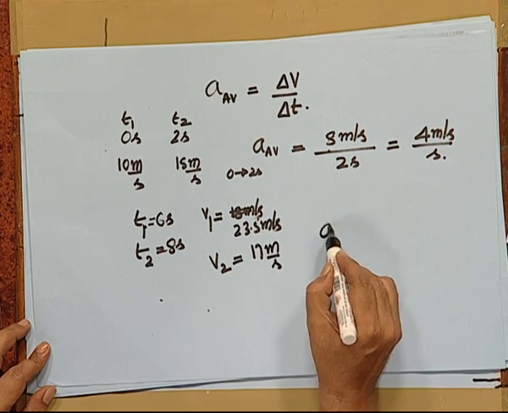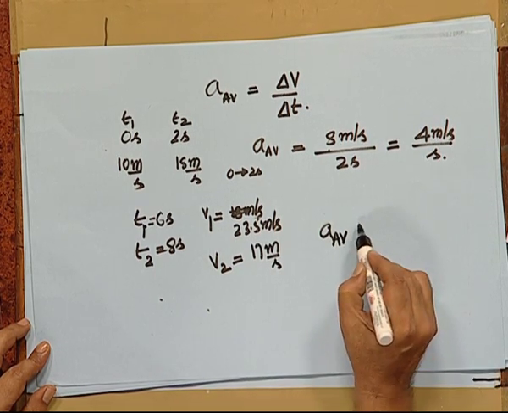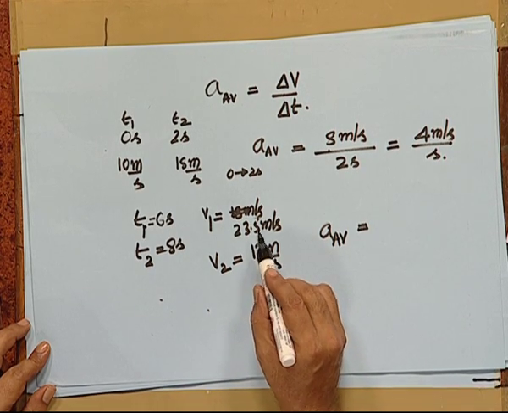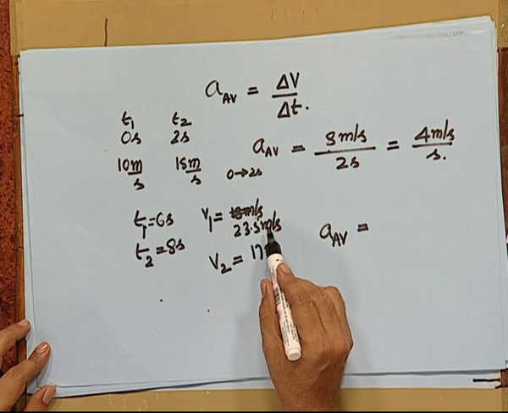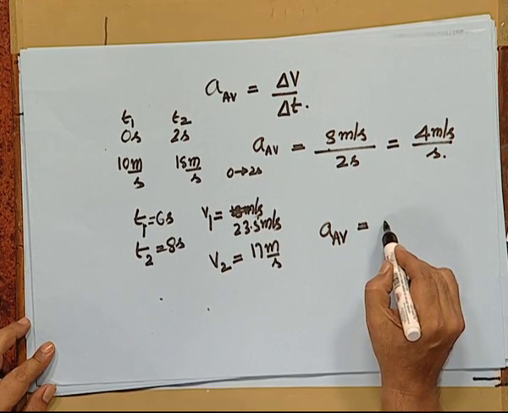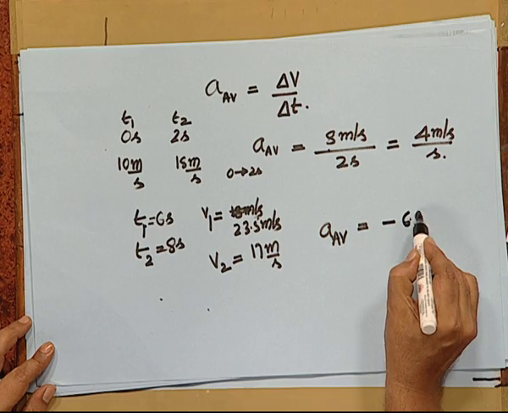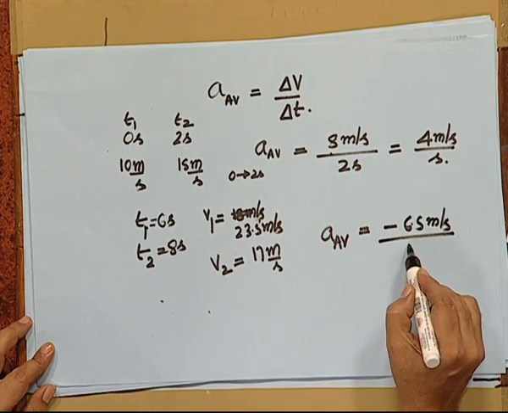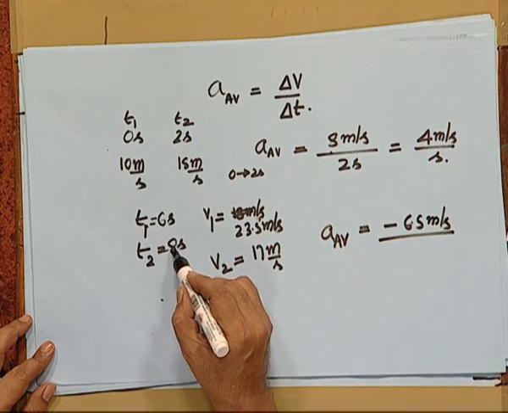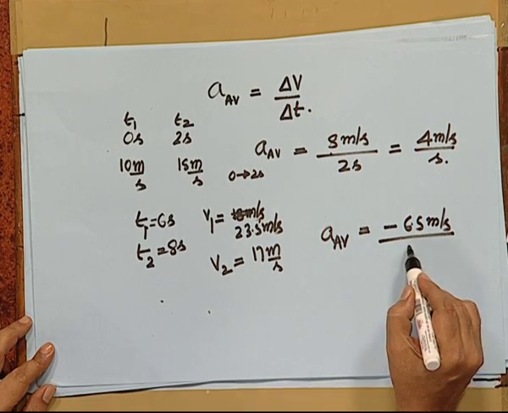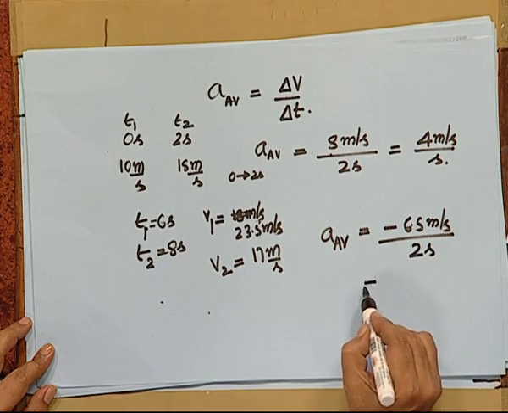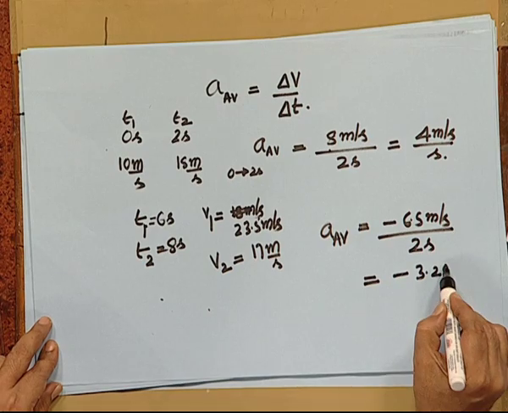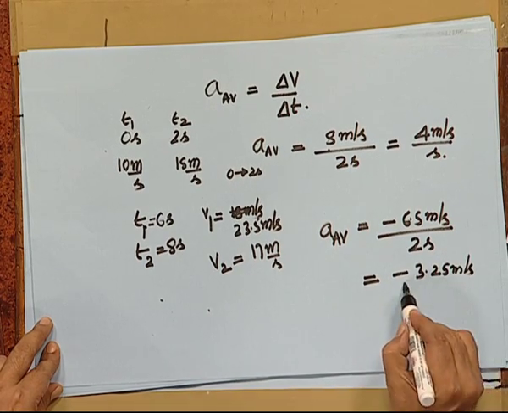Now, the average acceleration in this interval of time: v2 is 17 meters per second, v1 is 23.5 meters per second. So, v2 minus v1 is minus 6.5 meters per second, and that is the change in the velocity in the interval from 6 seconds to 8 seconds, the interval being 2 seconds. So, the average acceleration is minus 3.25 meter per second per second.